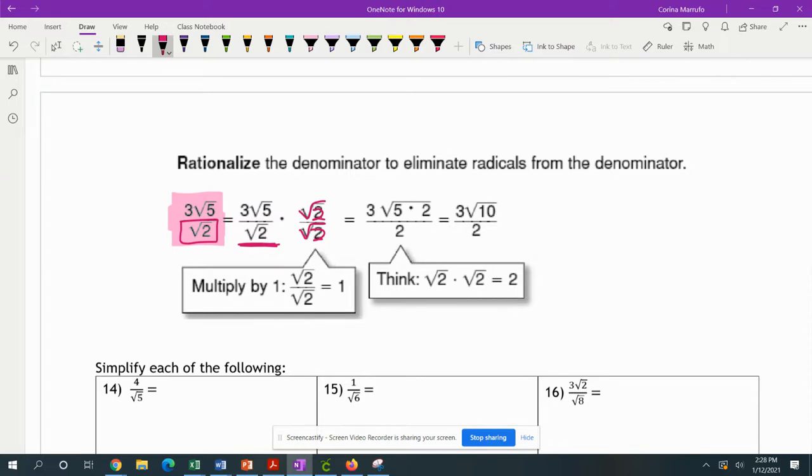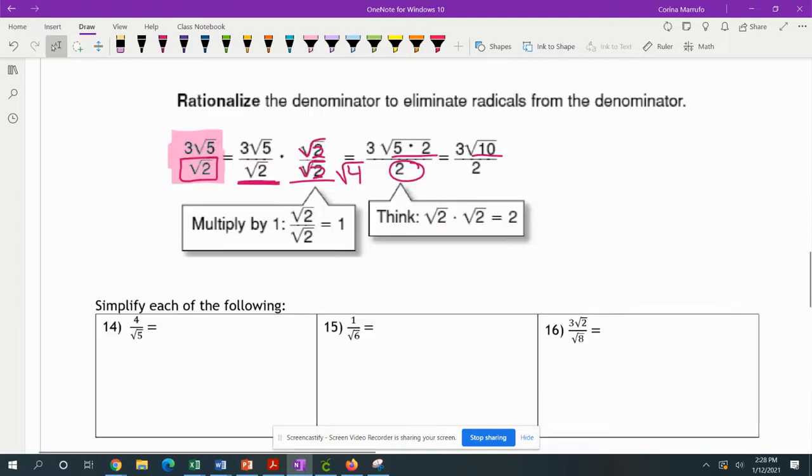Okay. Well, the square root of 2 times the square root of 2 would give you, they kind of missed this step here, but it gives you the square root of 4. Okay, and we know the square root of 4 is 2. On the top, they went ahead and multiplied 5 times 2, which gives you 10.